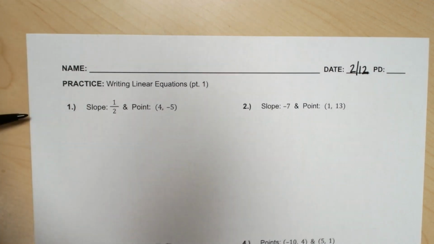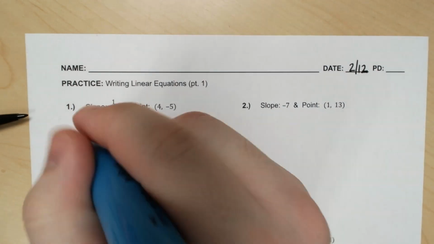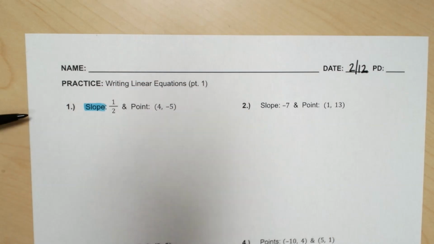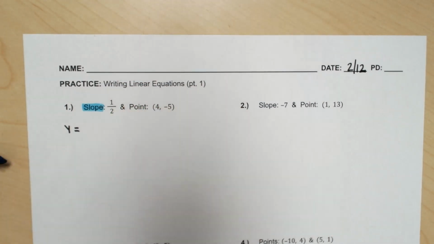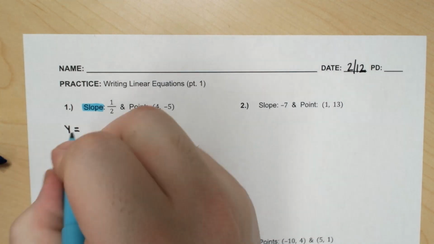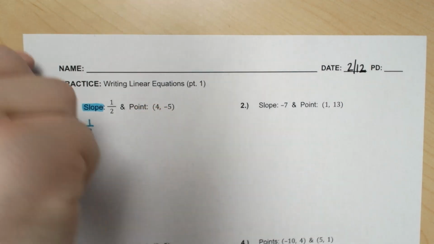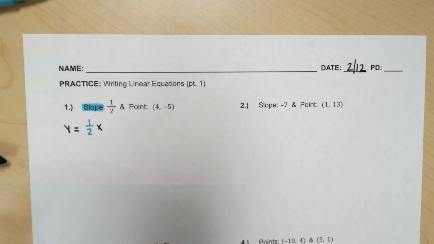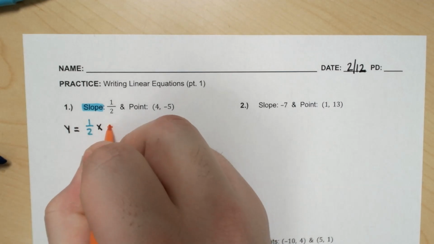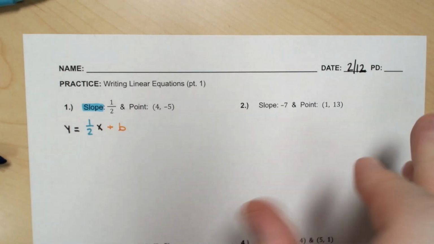Well, the nice thing about being told the slope is I have half of the information I need for the equation. If it says the slope is 1/2, then I can go ahead and write y equals 1/2 x. But what I don't have is the y-intercept. So I'm just going to have to leave it as y equals 1/2 x plus something. Okay?